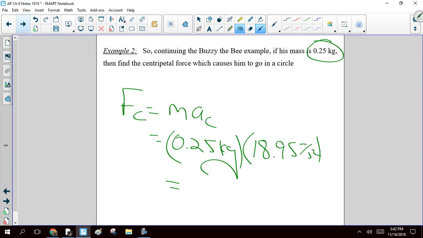not written anywhere on my piece of paper here. I don't know. What do we got?